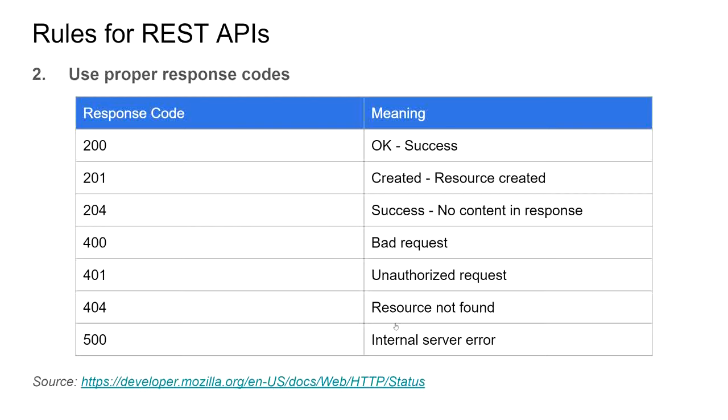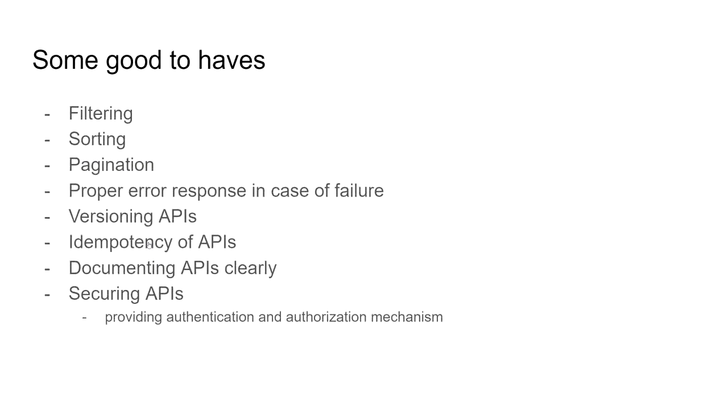So yeah, these are the response codes, and you should be giving the proper response code. It should not be that the API response was successful and you gave a 400, right? Then the client will not be able to understand properly what happened with the API. So these were the rules.